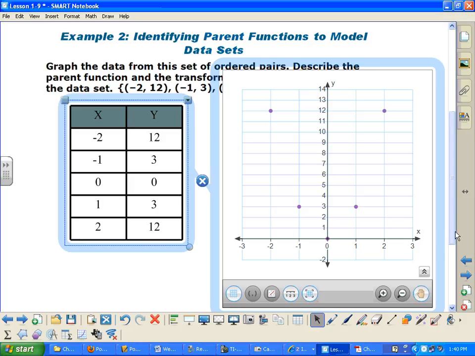What's the parent function there? Quadratic. Okay, so it's definitely quadratic. Can you tell what the transformation is? Well, that looks exactly like the quadratic. All right. Now I want you to graph on your calculator y equals x squared. Okay. And go to the table.